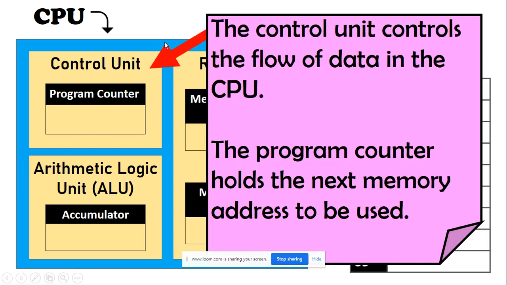The first section we're going to look at is the control unit, which is what controls the flow of data in the CPU. Inside the control unit is the register called the program counter, and the program counter holds the next memory address to be used. That's how it keeps track of where it is within the program. So as we move on to each instruction, that will increase.